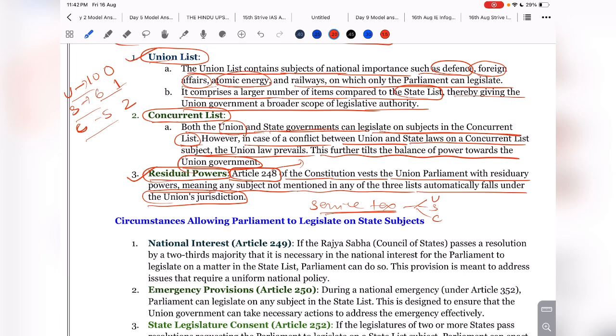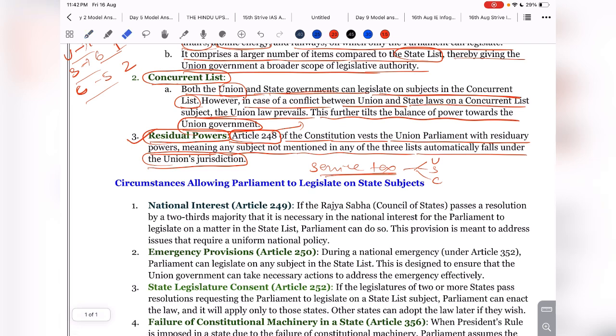But in the case of the USA, it is the state governments that have the residuary power. So be clear on that. In the USA, the state governments have the residuary power.